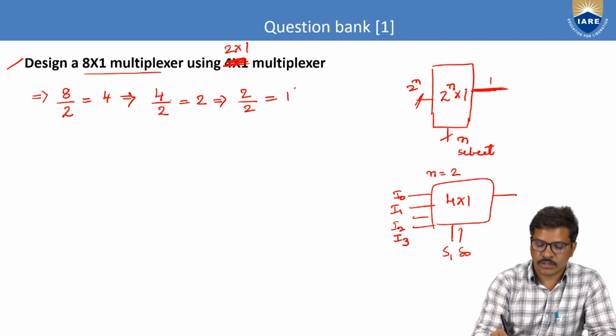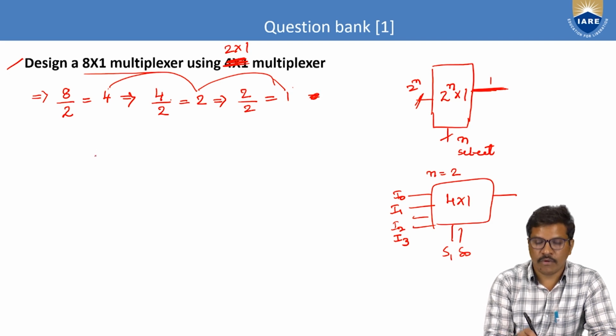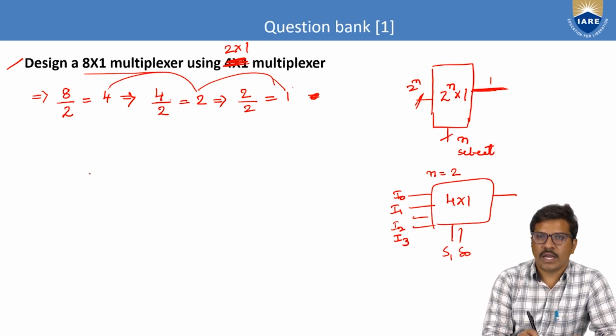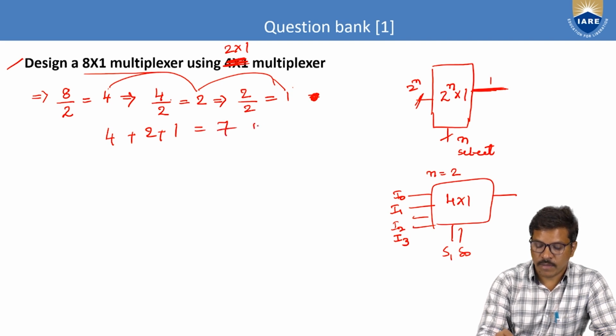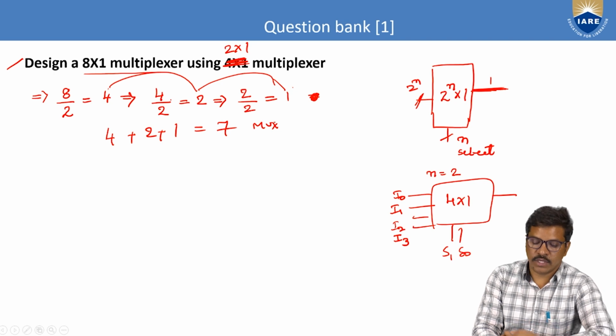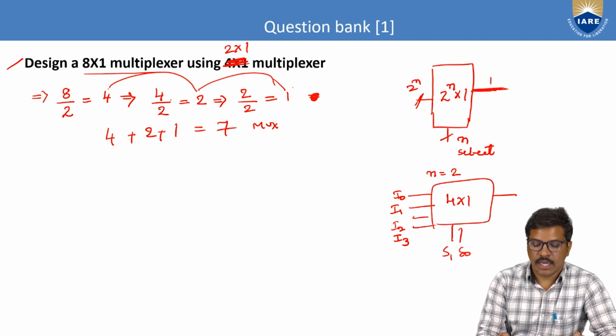Take that 2 and divide by 2, you will get 1. Until you get the remainder 1, keep doing this process. Whatever the results are, add them. Those numbers are the number of lower level multiplexers needed to design the higher level multiplexer. So here it is 4 plus 2 plus 1, and you will get 7. So 7 multiplexers are required.